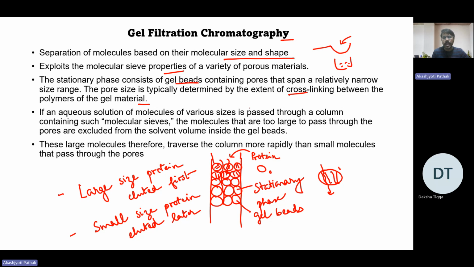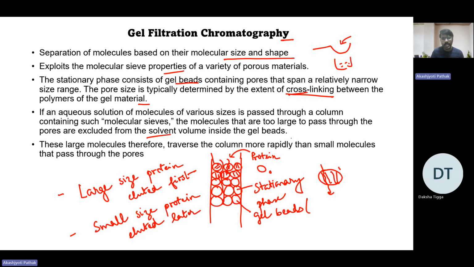It also depends on what percentage of that chemical you are using. If you are using a very high percentage of polyacrylamide, then it will have smaller pore size. If you are using a low concentration, then it will have larger pore size. That will control the cross-linking between the monomeric units of the polyacrylamide. If an aqueous solution of molecules of various sizes is passed through the column containing such molecular sieves, the molecules that are too large to pass through the pores are excluded from the solvent volume inside the gel beads.